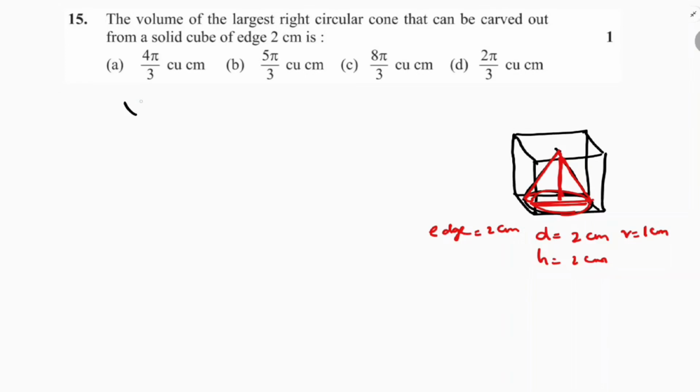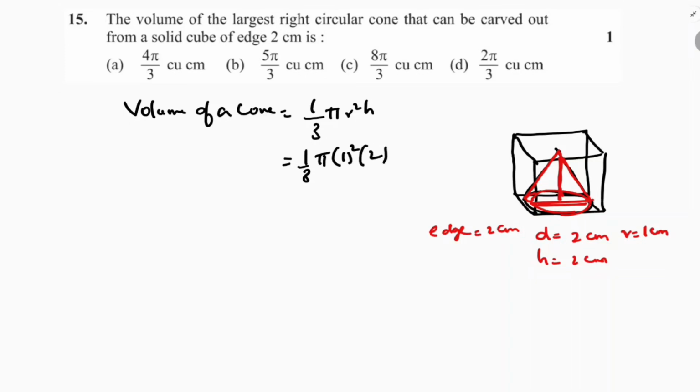Now the volume of a right circular cone is 1 by 3 pi r square h. 1 by 3 pi, r is 1 square, times h is 2. So 1 by 3 pi, 1 square is 1, into 2. So 2 pi by 3 cubic centimeters. So the correct option is D.